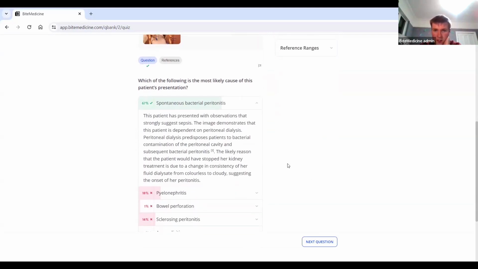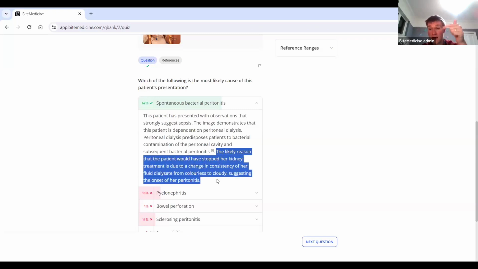Excellent. That's great. So peritoneal dialysis predisposes patients to bacterial contamination of the cavity and subsequent bacterial peritonitis. The likely reason the patient would have stopped her kidney treatment was a change in consistency of her dialysate fluid from colourless to cloudy, suggesting the onset of peritonitis. So that's a bit of a reach for you to get at.